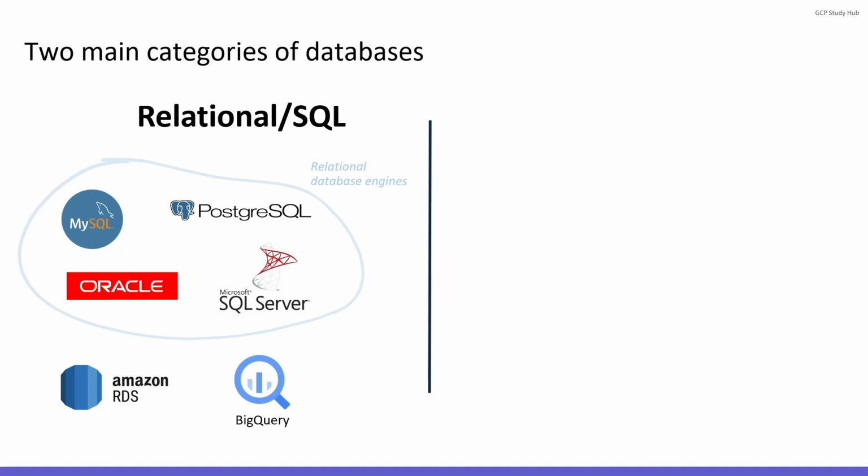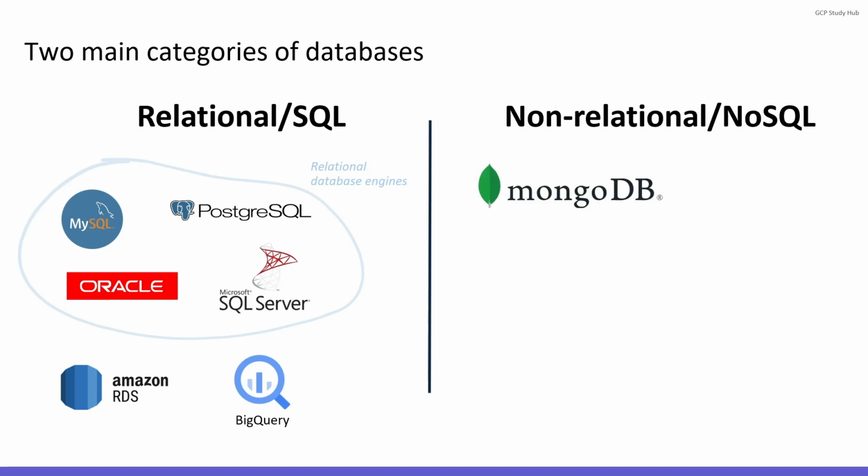On the right side, we have non-relational or NoSQL databases, which are designed for flexibility and scalability. They usually manage data that doesn't necessarily fit well into tables, such as semi-structured or unstructured data. Examples include MongoDB, a popular document-oriented database that stores data in JSON-like documents.